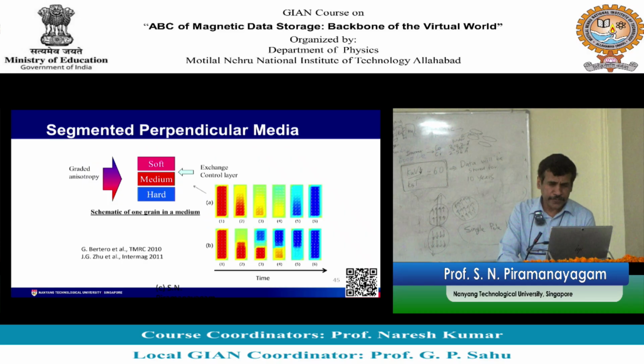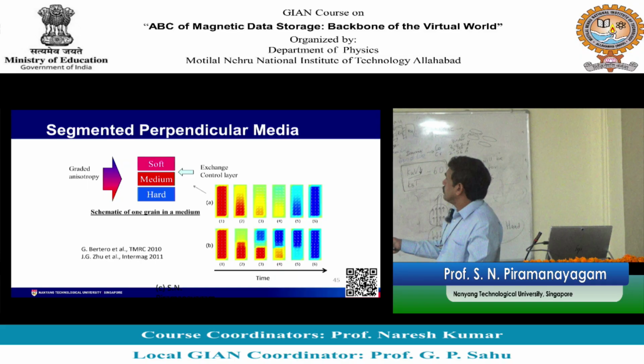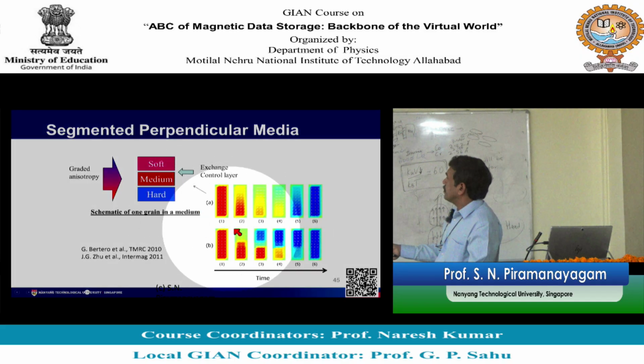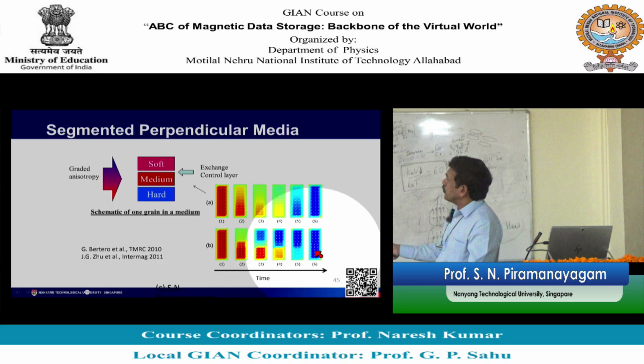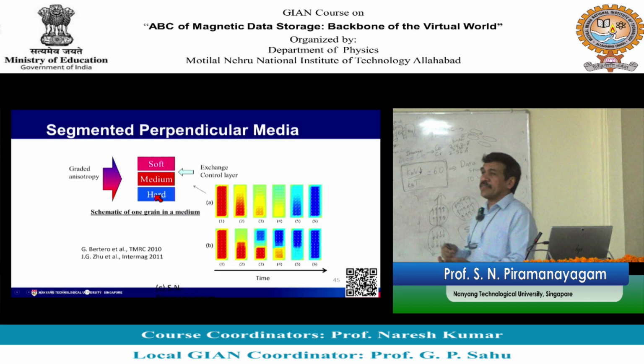So, when you apply magnetic field, you can see the reversal happening. So, initially all the spins are pointed up, red color, then when you apply some magnetic field, the softer layer reverses first, okay, you see blue color. So, the switching propagates from top to bottom, finally the whole stack is reversing. Okay.